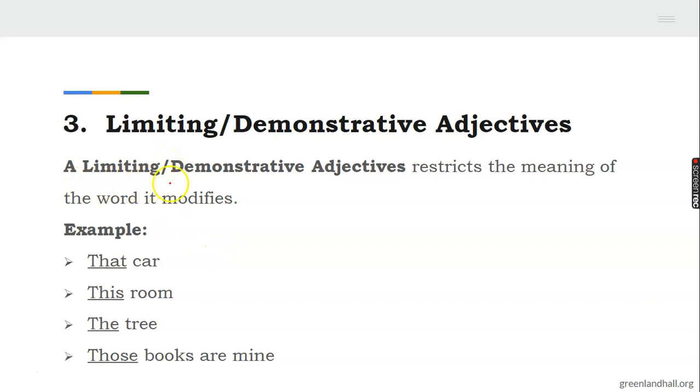A limiting or demonstrative adjective restricts the meaning of the word it modifies. They are the type of adjective that what? Restricts the meaning of the word that it modifies. Example, we have that car. That here is a demonstrative adjective, limiting the word car. We have another one, this room. We have the tree. We have those books are mine. They are limiting or demonstrative adjectives.